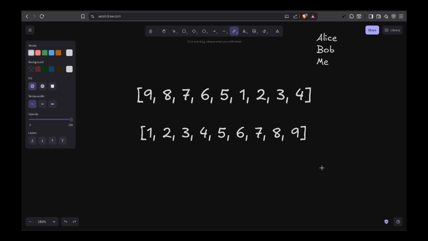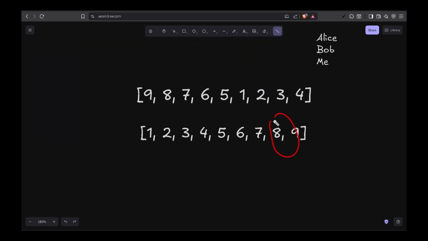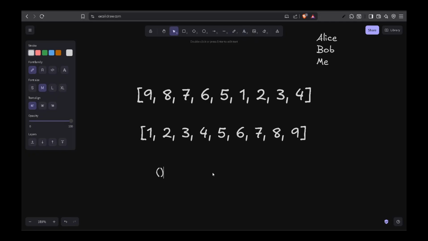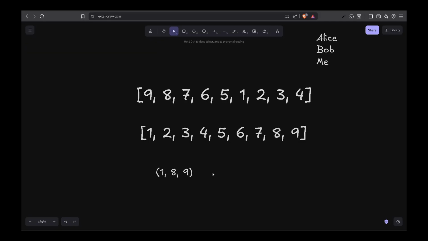Just imagine if this was the array and we are in the first step, what is the highest number that I can get? The highest number that I can get would be 8, because the highest number will be taken by Alice anyway. So the only option I have is the second highest. So we have to make sure the second highest goes to me, and the smallest should go to Bob. So the pile that we will make is this one, 1, 8, 9.